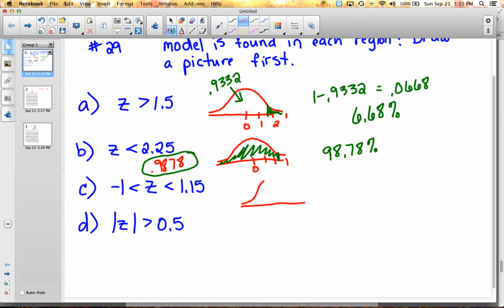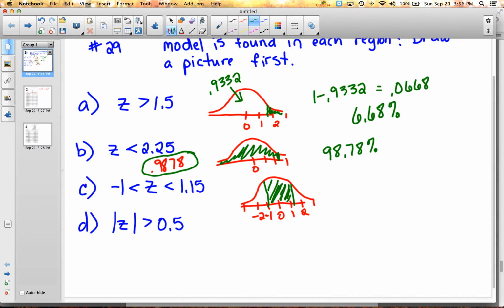So I'm going to start with a picture. I think they're getting worse each time. So this time I have some positive, some negative. So I'm going to go ahead and mark off 3. Well, I'll just record those 2. And now I'm looking for in between -1. So I'm going to mark the -1 here and 1.15. I'll kind of pick where I think that is. So now I'm looking for this region.